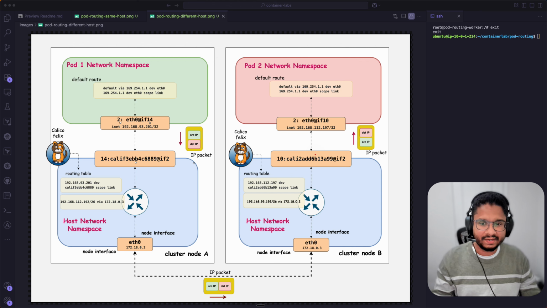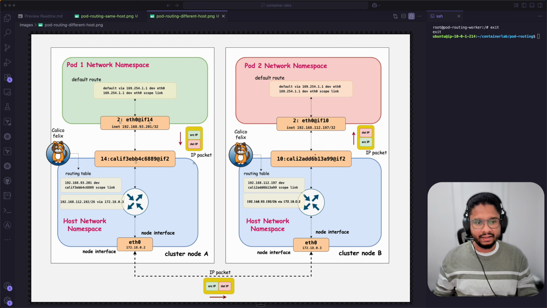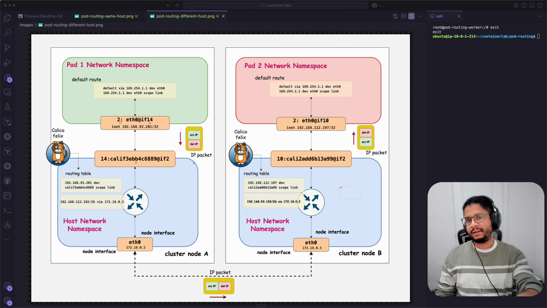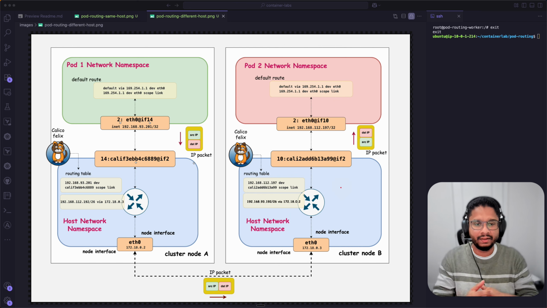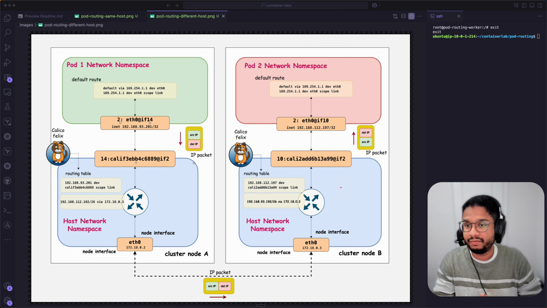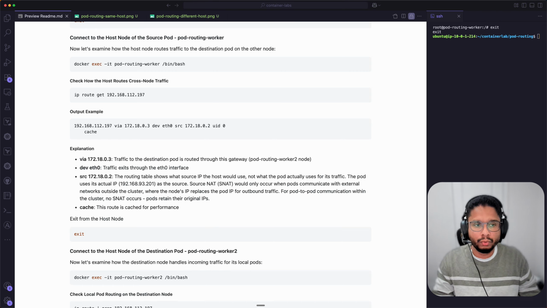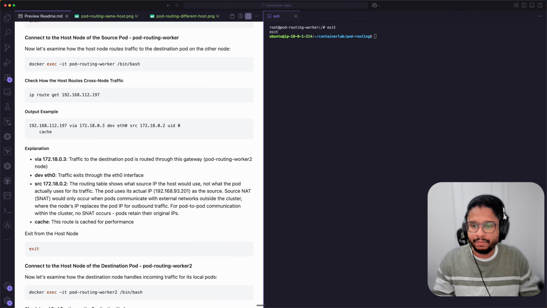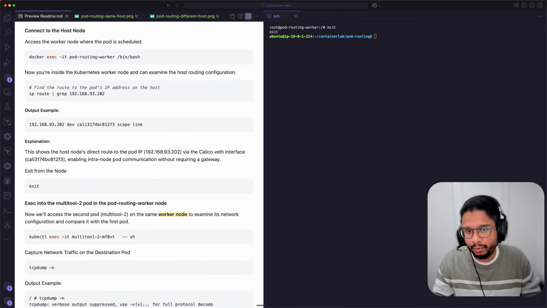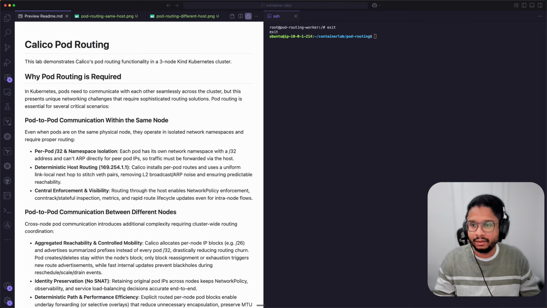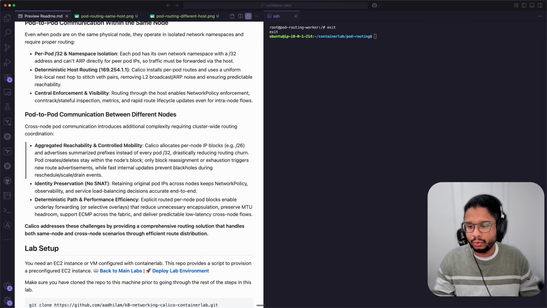Now, looking at this diagram, I think I should ideally have depicted a packet in the host network namespace as well, but consider that to be the case. I'll modify this diagram in the final version of it. All right, so with that in mind, let's go to the lab setup here and look at how pod networking happens under the hood. So we looked at the two scenarios here.